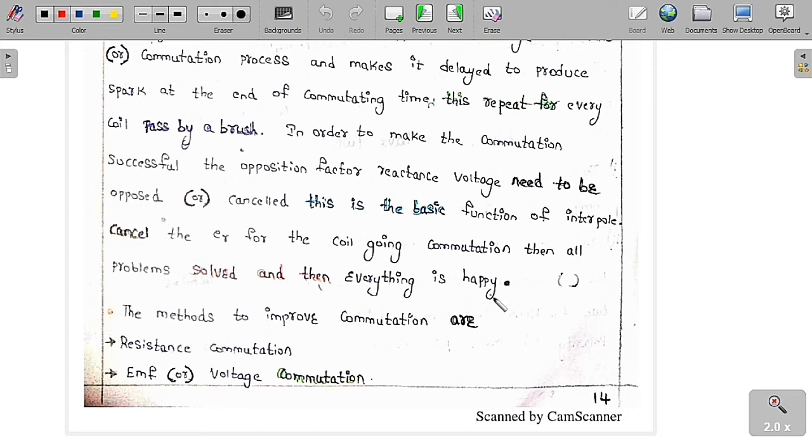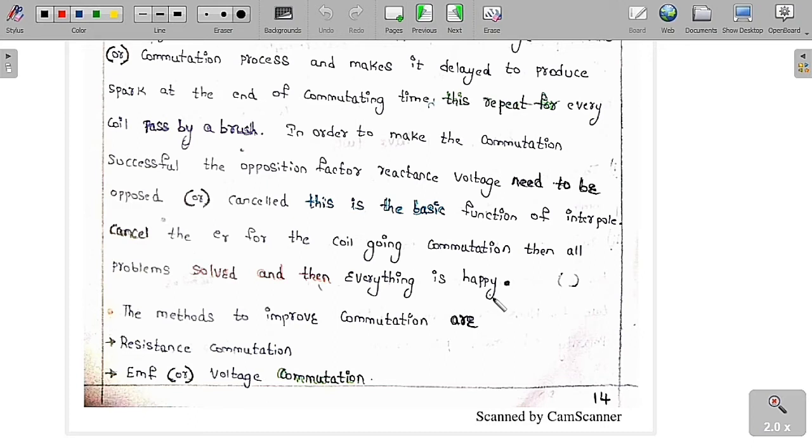What it is trying to say is that at commutation, the coil which is undergoing commutation is going to change its current direction from one direction to the other. If this happens successfully, then the commutation is successful. But practically this won't happen because the coil will have a small amount of inductance, so it will oppose the change in current. Therefore a voltage is going to get induced, which is called the reactance voltage.